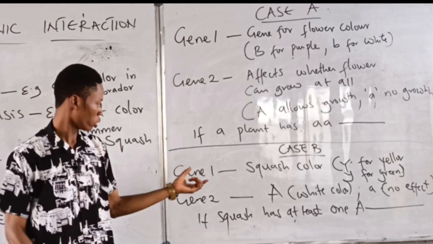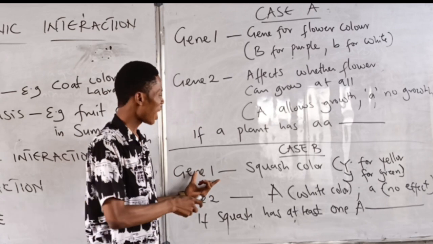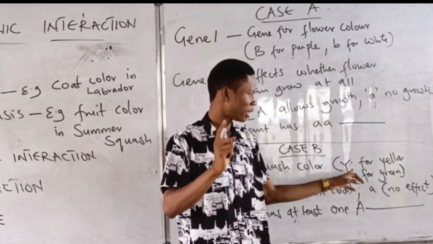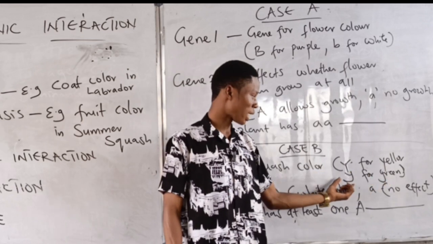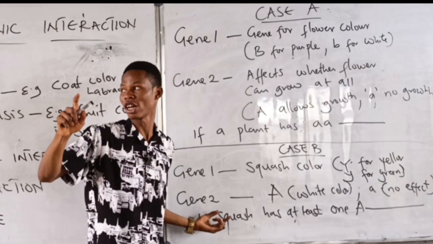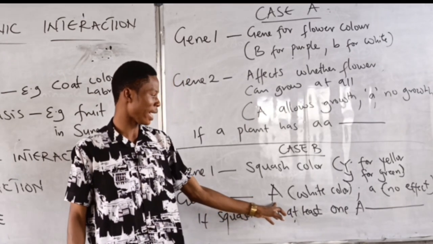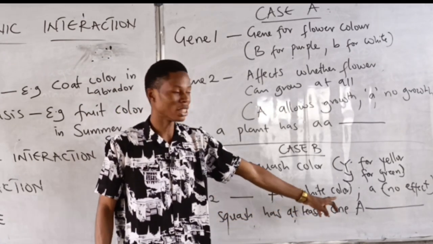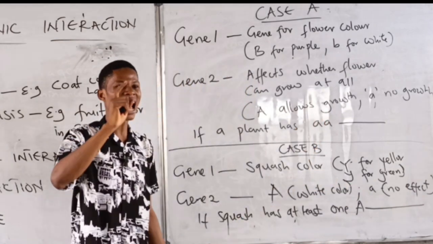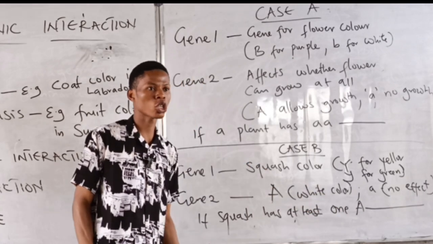Do you understand the equation? There is one gene here on one locus, and if we have capital Y, that is yellow color, and the recessive is green. Now, there is another gene on another locus. The dominant A here is white color, while the recessive a has no effect. So, if the plant has at least one dominant A, then what will happen to the plant?